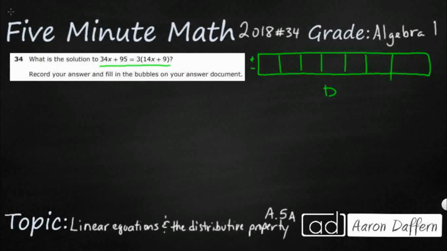So let's use our strategy of "Don't Call Me After Midnight." These are 5 steps that we can use when we need to use the distributive property. And the first one is the D, which means we need to distribute.